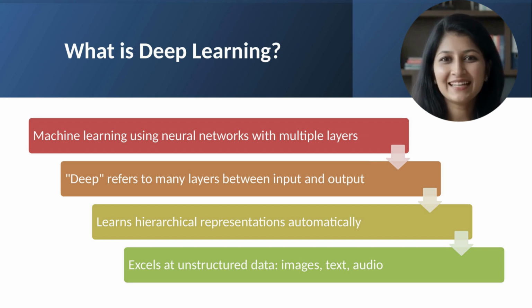Deep learning excels at unstructured data, images, text, audio, video, data that doesn't fit neatly into rows and columns. Traditional machine learning struggles with this. Deep learning thrives on it. This is why deep learning dominates computer vision, natural language processing, speech recognition, and generative AI. The trade-off? Deep learning requires more data, more computation, and more expertise than traditional machine learning. But for complex problems with abundant data, it achieves unprecedented performance.